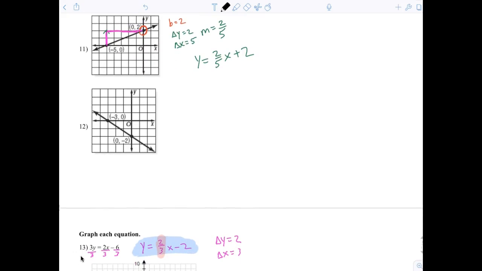All right, here we go with question number 12. What is the y-intercept for number 12? Negative 2, right? The y-intercept for number 12 is negative 2. So now here's how I'm thinking. Y equals something times x minus 2. So everybody agree with that?